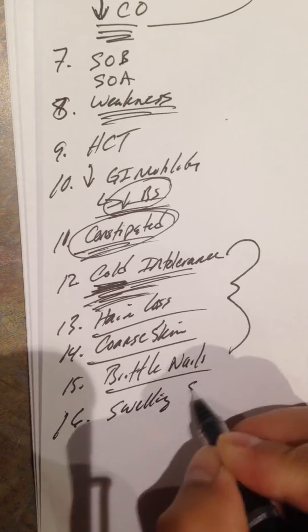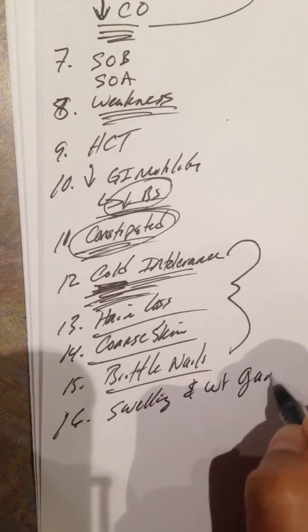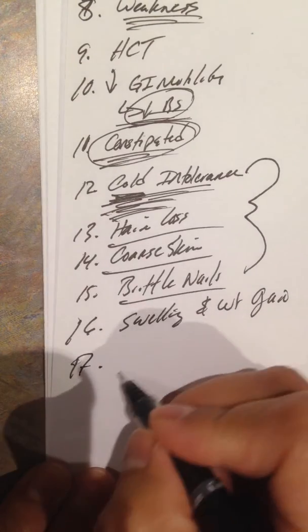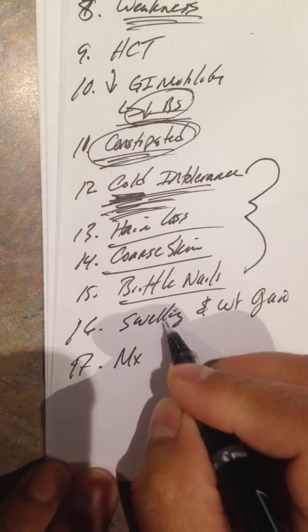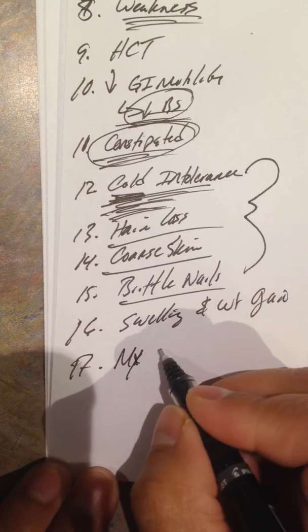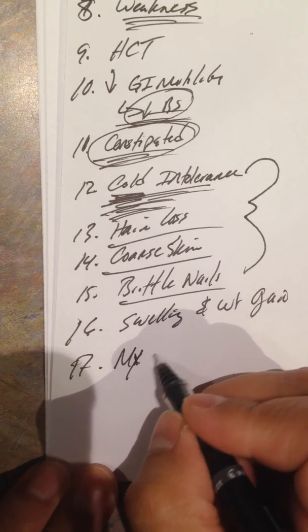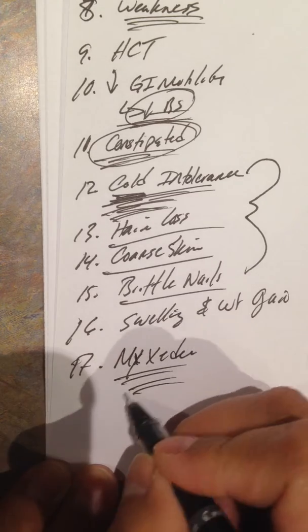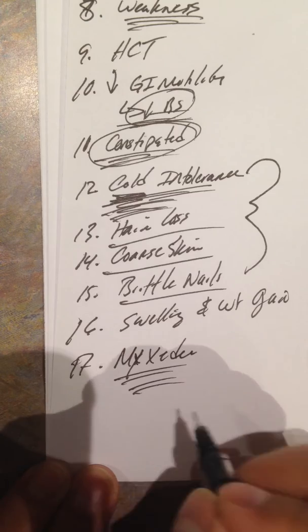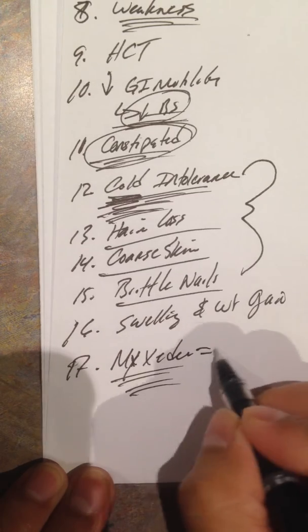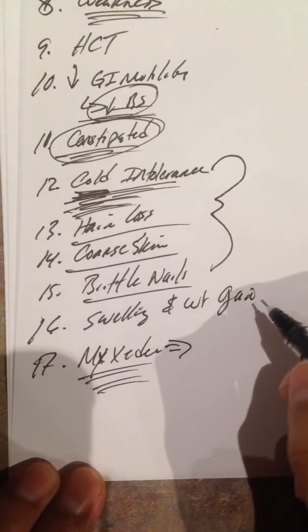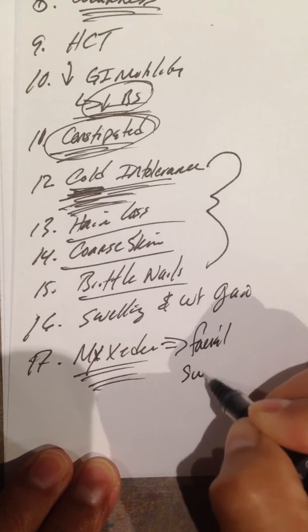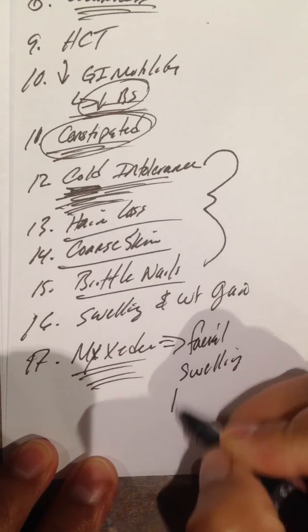Swelling and weight gain. Now another thing that you may see on the NCLEX is something called myxedema. Now this is specific to hypothyroidism. Now this is a medical emergency because something called a myxedema coma can result. Okay, so here you want to assess the patient. Do they have facial swelling? Do they have puffy eyes?